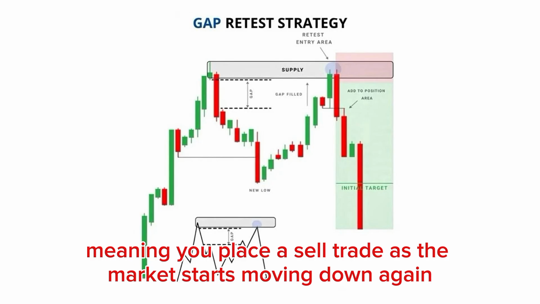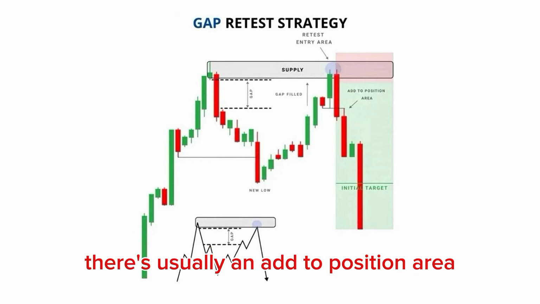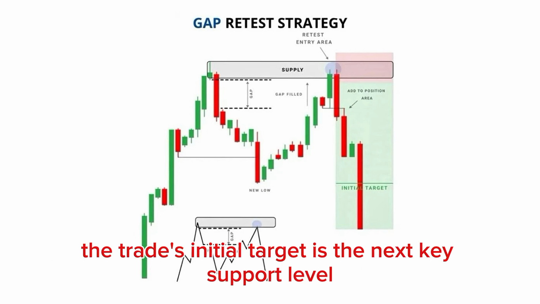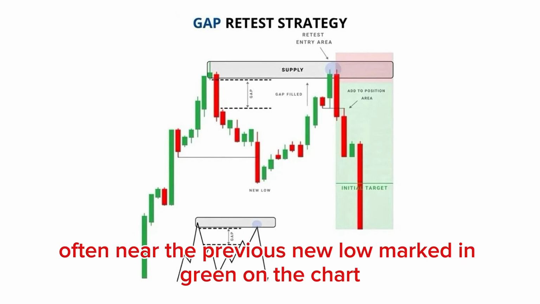As the market starts moving down again, there's usually an add to position area, a small pullback where traders can increase their sell positions. The trade's initial target is the next key support level, often near the previous new low marked in green on the chart.